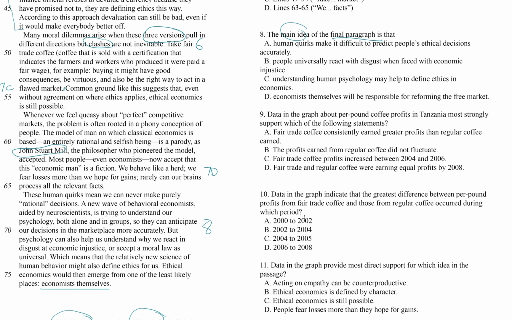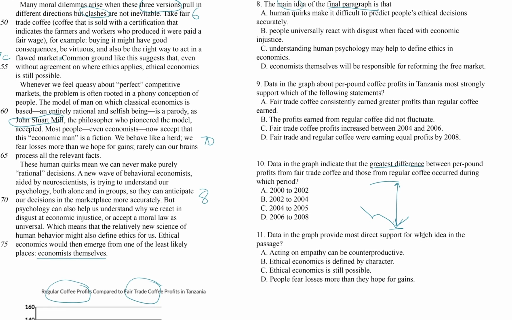Great. Data in the graph indicates that the greatest difference between per pound profits from fair trade coffee and those from regular coffee occurred during which period? All right, so we're going to be looking where the difference between the 2 points is the highest. And finally, data in the graph provide the most direct support for which idea in the passage? So how does the data support an argument in the passage?